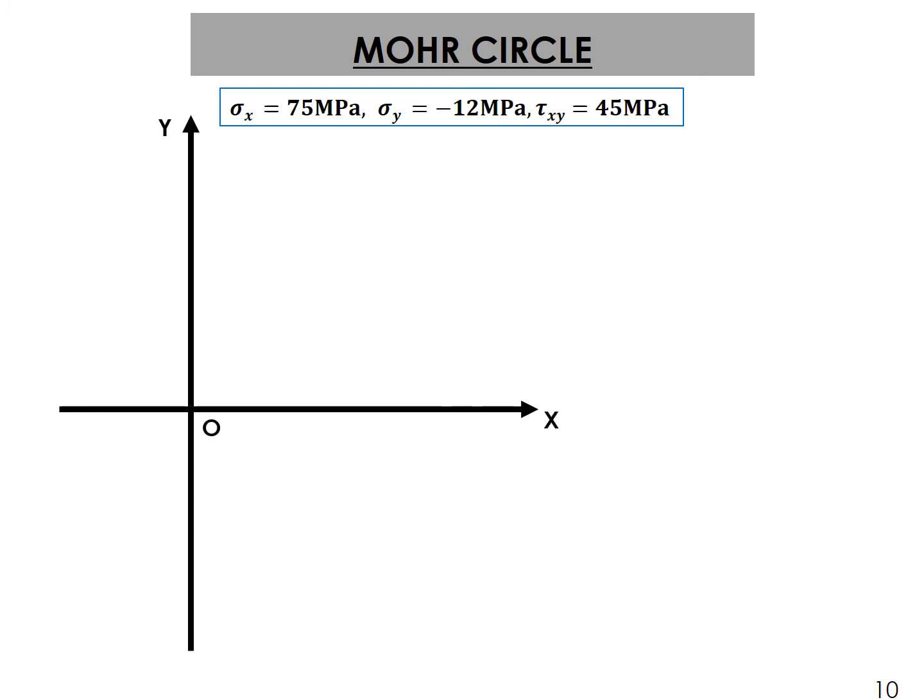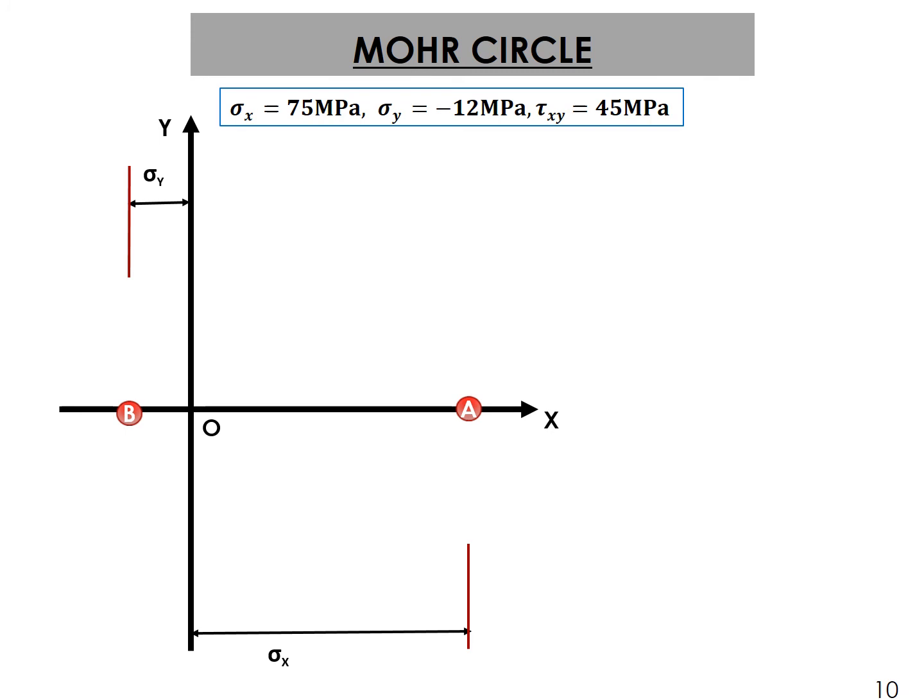First, take axis. As I told you, the horizontal axis will be created by normal stress, and the vertical will be created by your shear stresses. Don't forget that. So sigma x is positive. First, let's mark sigma x from point O along the line OX. Point A, this is sigma x. Then sigma y. Now here your sigma y is negative, so it will come on the left hand side of this region O. This is sigma y. Now we have point A and point B.